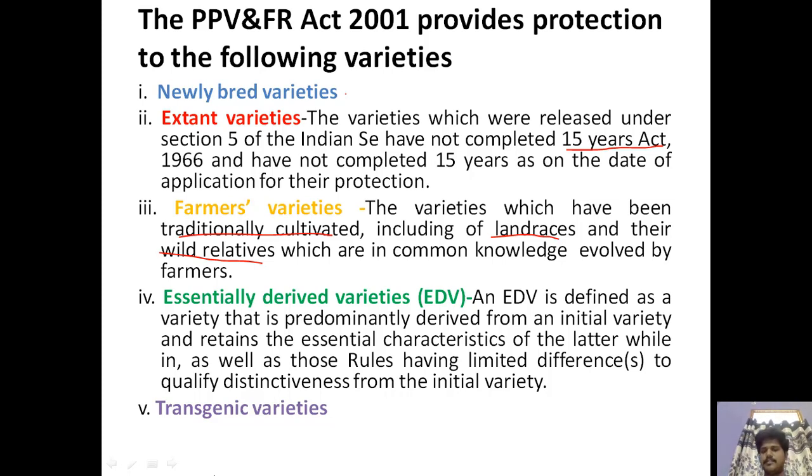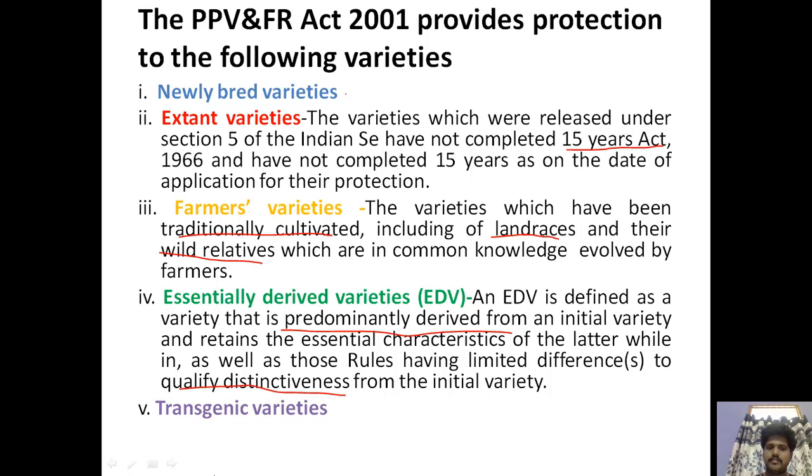Then what are essentially derived varieties? An essentially derived variety is a variety that is predominantly derived from an initial variety and retains all the essential characters of that variety, while having limited differences to qualify as distinct from the initial variety. As stated earlier, if you are incorporating a gene for resistance into an existing variety to improve it and going for protection of that variety, it may be treated as an essentially derived variety. The best example is improved Samba Mahsuri. Samba Mahsuri is well known, and was developed by Angrau at that time. It was then improved by the Indian Institute of Rice Research, Hyderabad, for BLB resistance, and that is titled an essentially derived variety.